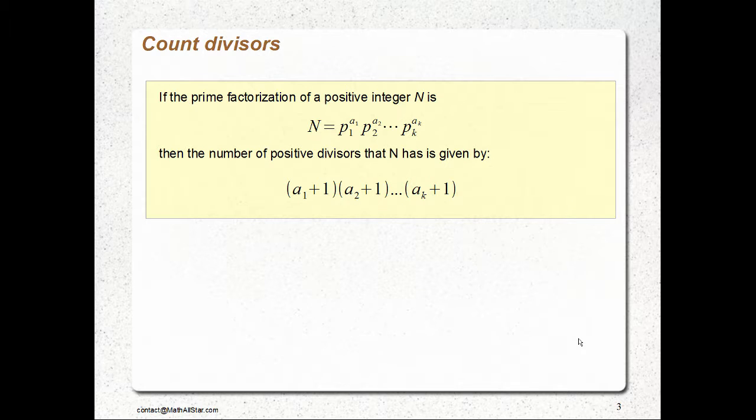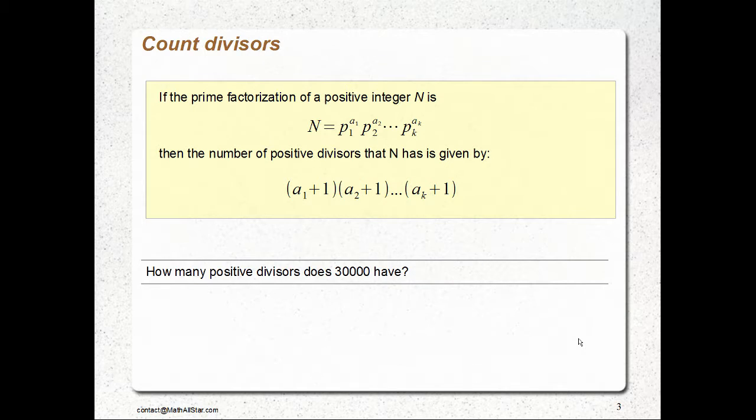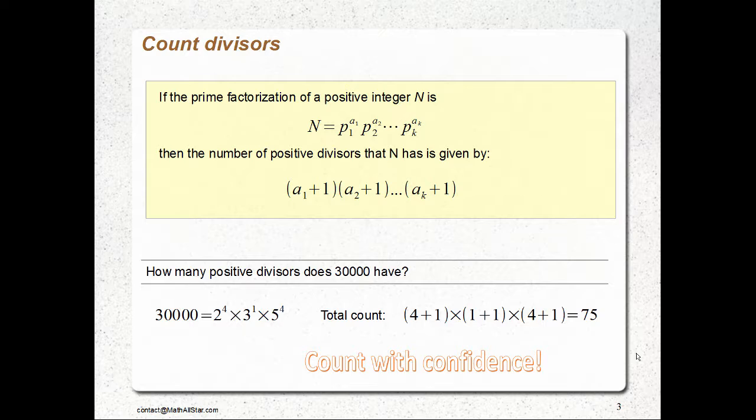Okay, let's review the quiz you have just tried. How many positive divisors does 30,000 have? The result is 75, as shown here. I hope you have used this method instead of counting by hand. One objective of training is to learn proper solutions to tackle a problem like this. You can solve it by brute force, that is, enumerate and then count. However, it is much easier to use the solution you have just learned, isn't it?